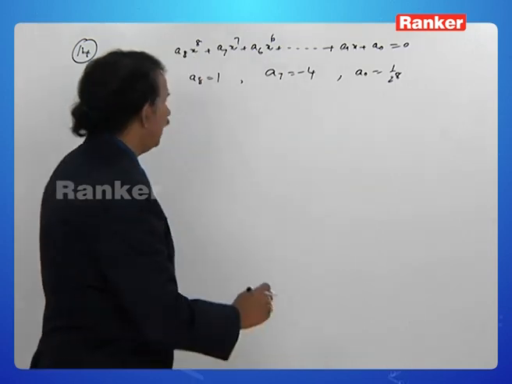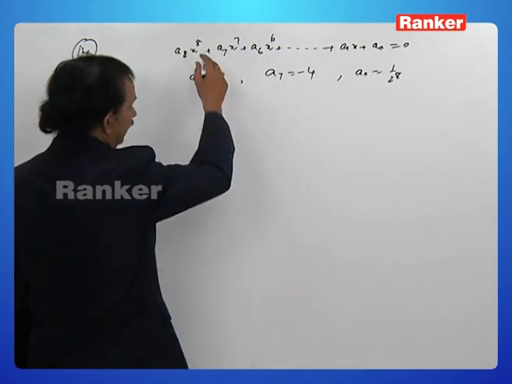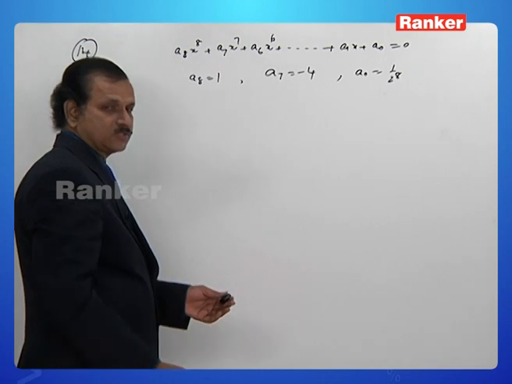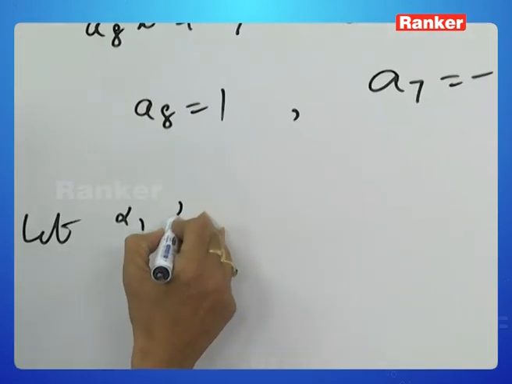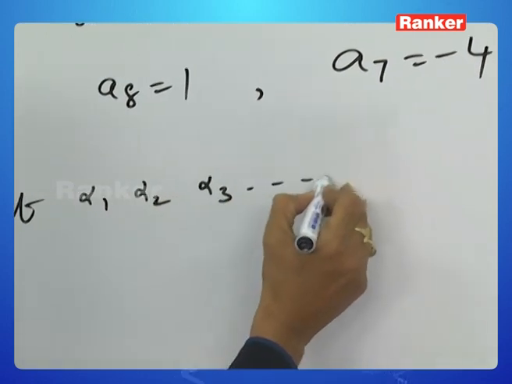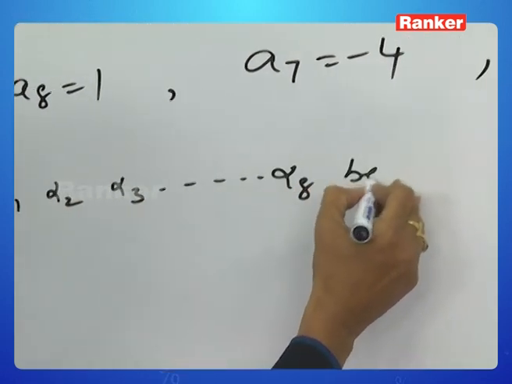Let us try. Okay, this is an equation of 8th degree. How many roots does it possess? 8 roots. Let alpha 1, alpha 2, alpha 3 and so on, alpha 8 be the roots of it.